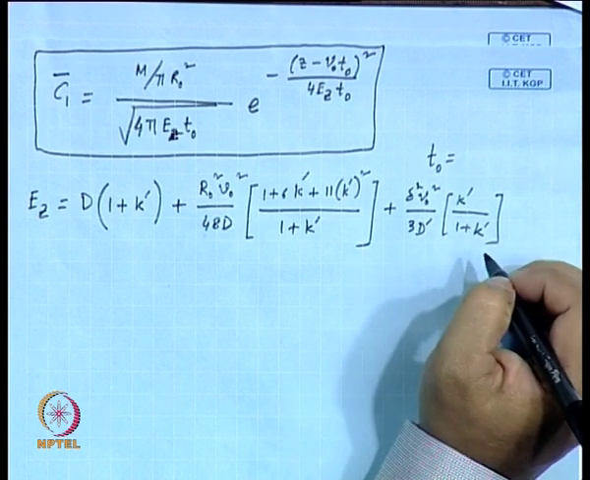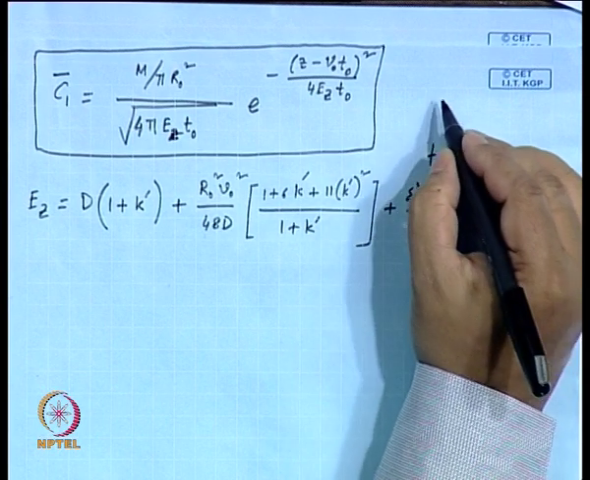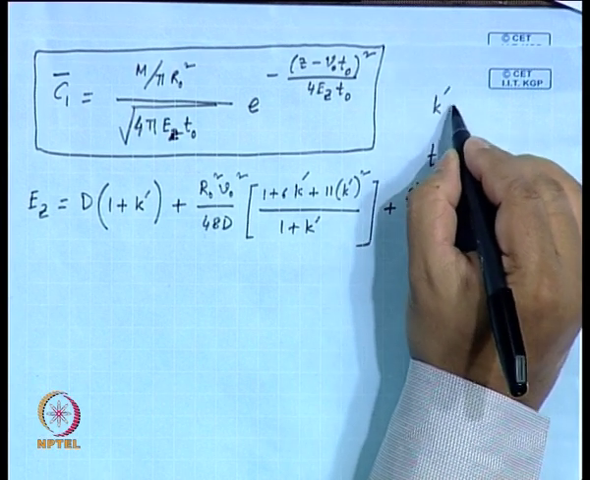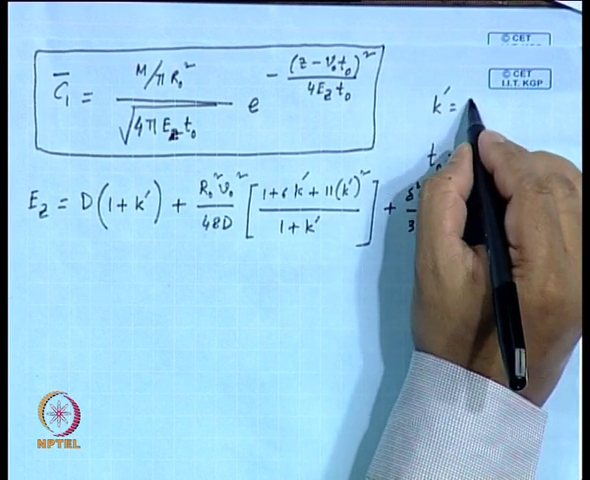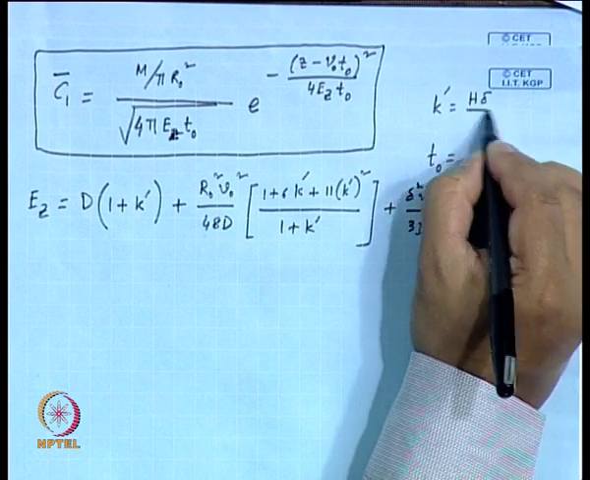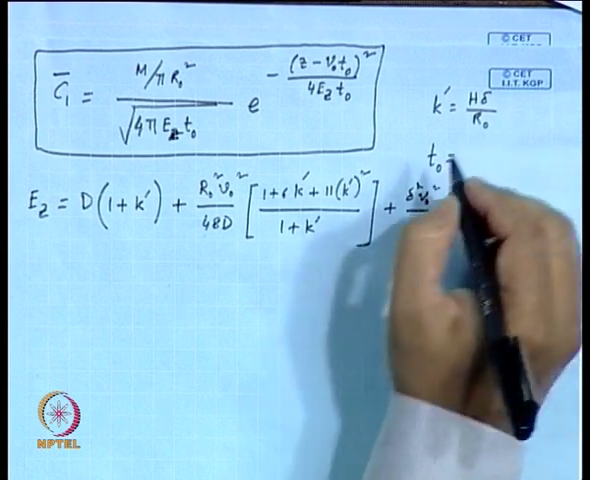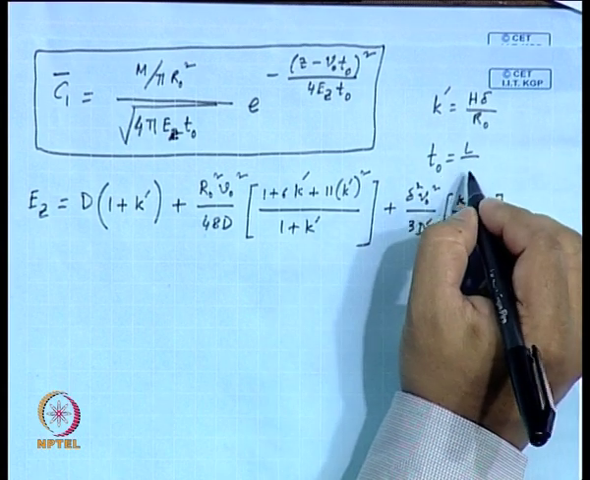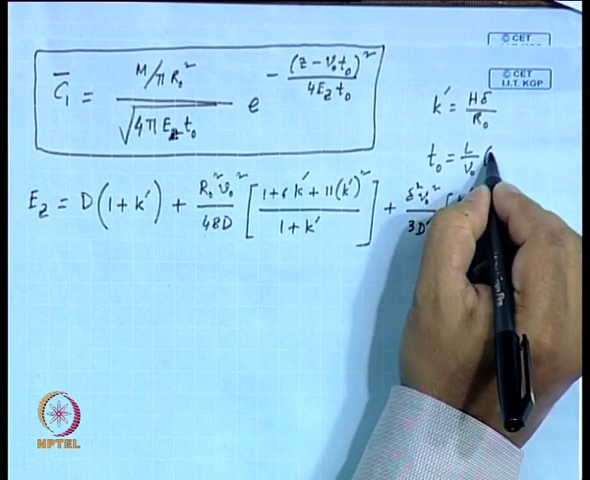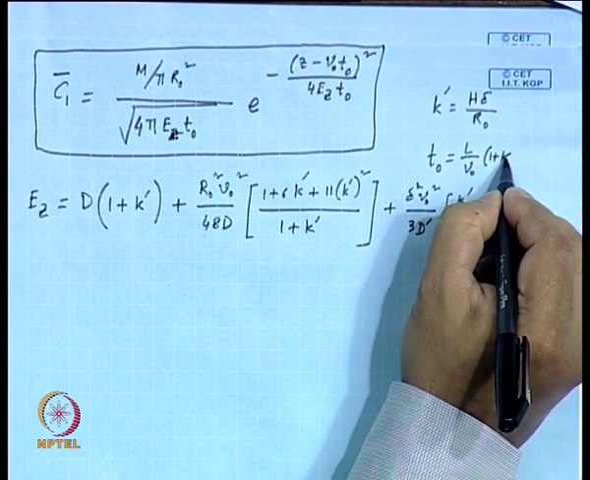Okay, now what is k prime here? First of all, k prime here is equal to h delta divided by R0. And T0 is equal to L divided by V0 into (1 plus k prime).